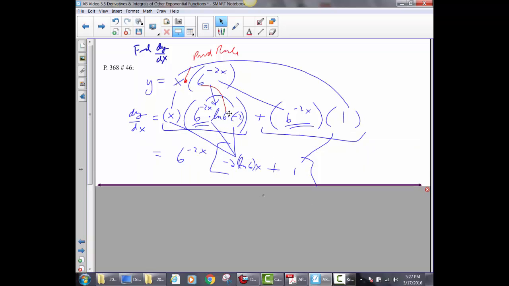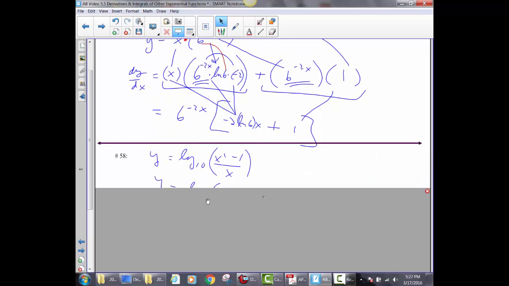At this point, you could factor out the 6 to the negative 2x, leaving you with x times ln 6 times negative 2 plus 1. I'm not going to go any further than that.